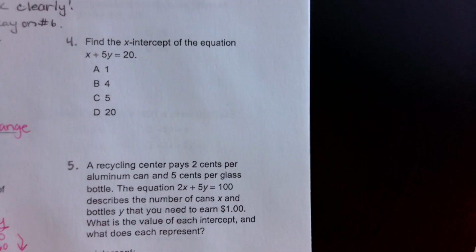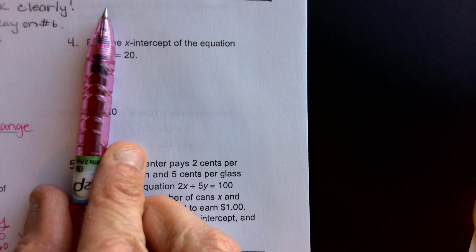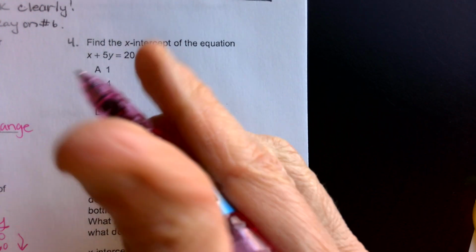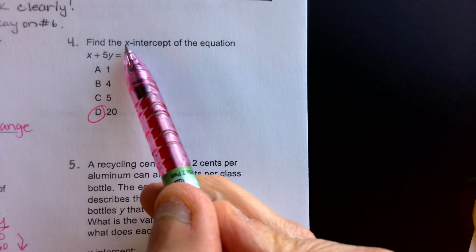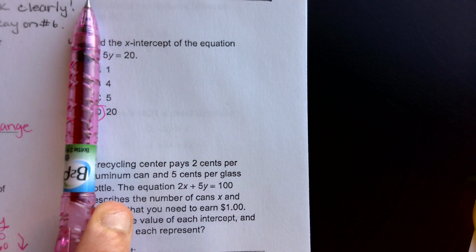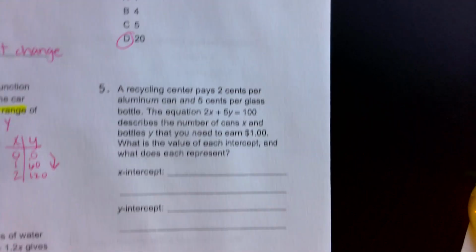All right, next, find the x-intercept of the equation. If I want the x-intercept, I cover up the y. Ooh, that's even easier. So the x-intercept is what? 20. What if I said I wanted the y-intercept? What would it be? Solve that. Divide both sides by 5. Y would be equal to 4. That would be the y-intercept.